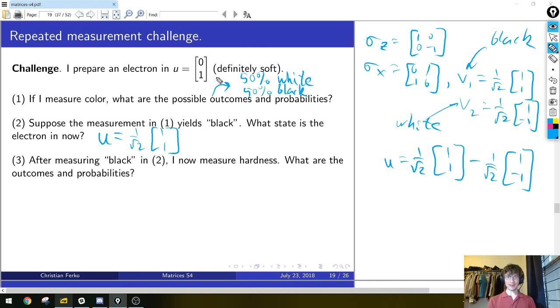So the electron started in 0, 1, definitely soft, and then I measured the color, got black, and that has changed the state of the electron. It is now in the state 1 over root 2 times 1, 1. So now the last question: after getting black in step 2, I now measure hardness again. Remember, hardness is associated with the eigenvectors of sigma z, which are 1, 0 and 0, 1. So what are the outcomes and probabilities of the hardness measurement in this state?